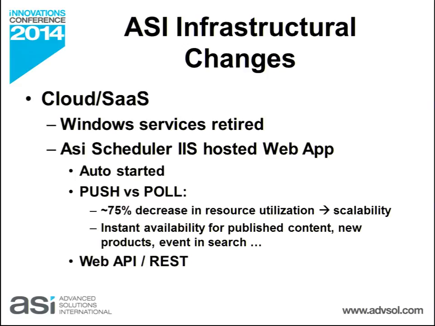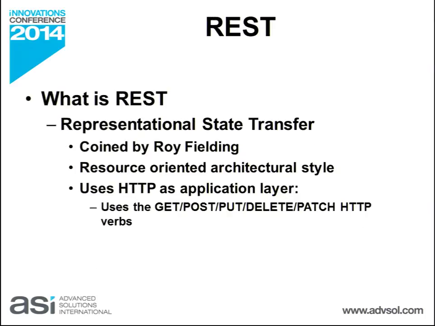Another benefit is that published content is now instantly available. We're not polling the database anymore. So once you click publish on an event or a person or whatever it is that you need to publish, it's instantly available as soon as you refresh the browser. Our web API that is REST-based is also hosted out of the ASI Scheduler. So we now have a web API that you can access SOA through, and it is REST-based.